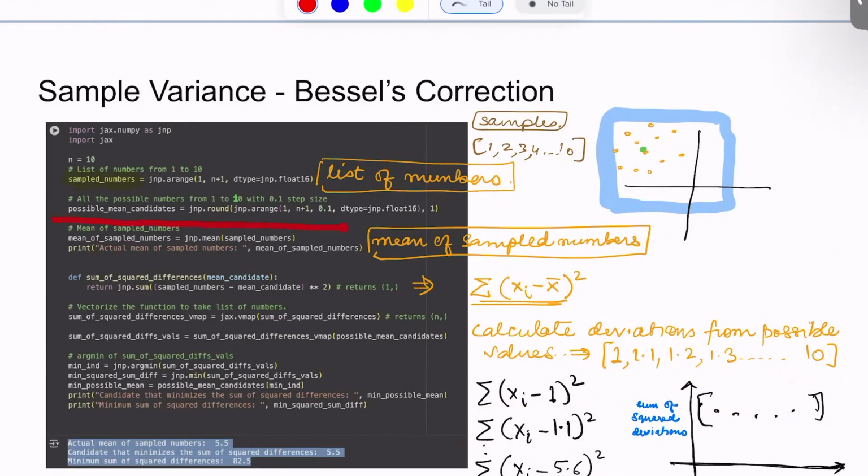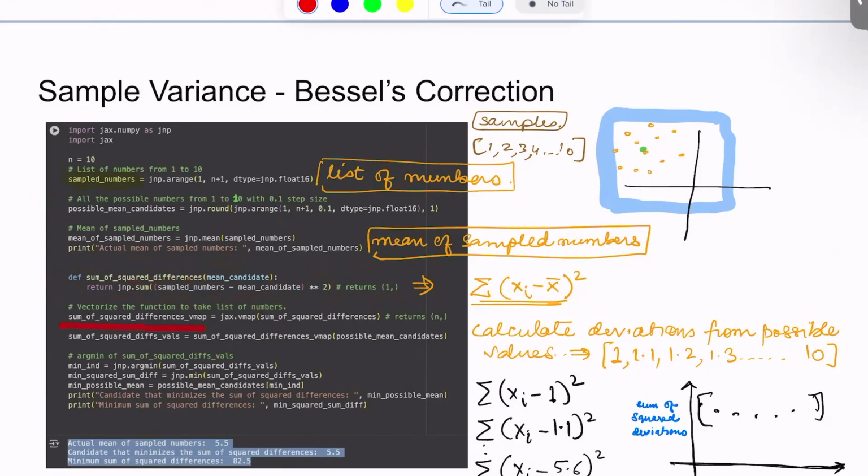We first have a list of possible candidates, mean candidates rather. So we're just taking from 1 to n plus 1, that is 1 to 10, with a step size of 0.1. This is the same thing here. And then we have this function that is calculating the sum of square deviation, so it is the sum of square differences. We take all the numbers, that is these, and then pass in any one single number, that is either 1 or 1.1. So that goes in here, and we simply calculate the squared differences and sum them up.